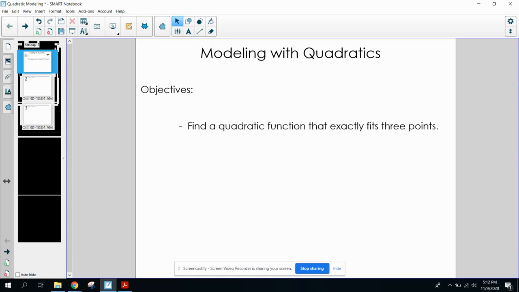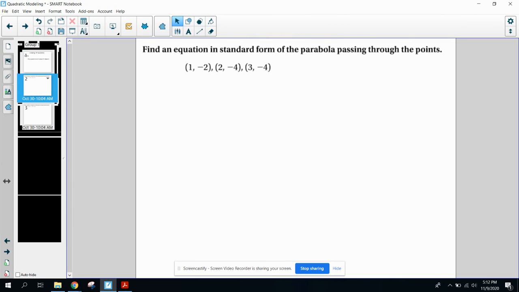In this lesson, we're going to figure out how we can create a quadratic function given 3 points. So what we want to do is find an equation in standard form of the parabola that passes through the following points. So we know that it must pass through (1, -2), (2, -4), and (3, -4). So we want to create a quadratic function, and it must be in standard form.